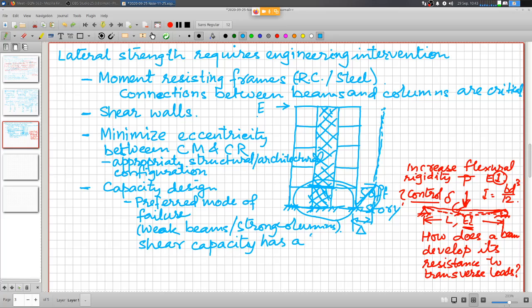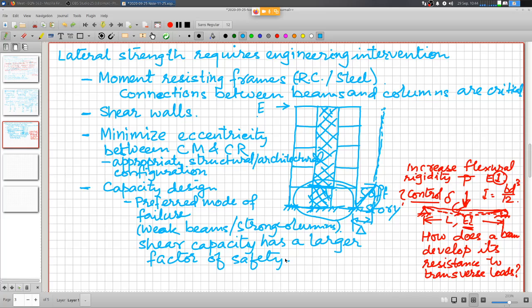has a larger factor of safety, because shear failure is a brittle failure. It doesn't give any warning, and the entire thing will lead to a cascading set of failures of all the elements. So we do not allow that. So even if the beam has to fail, it has to fail, or the capacities have to be exceeded, in beams only in flexure, not in shear.